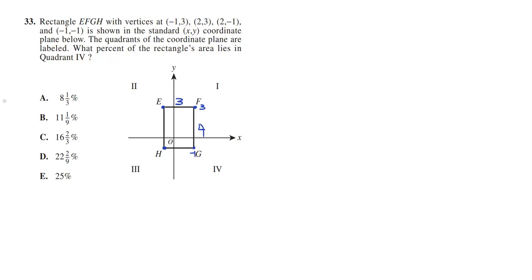So, because it's asking what percent of the rectangle's area lies in quadrant 4, what are we really looking for? We're looking for the percent of the rectangle that this area represents. So let's go ahead and find the area of the rectangle. The area is length multiplied by width, which is 3 multiplied by 4, and that is 12.